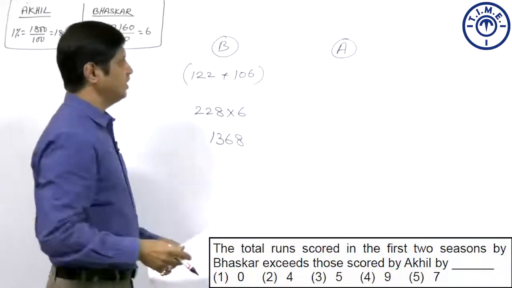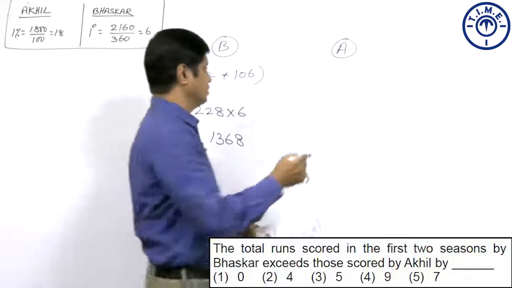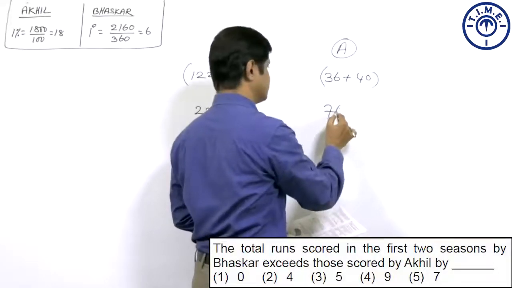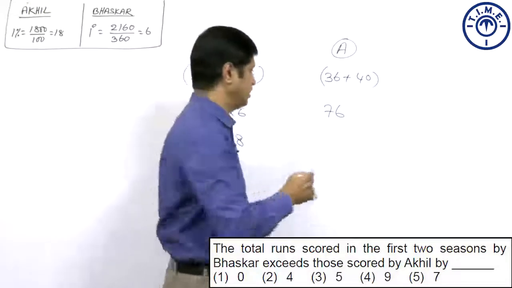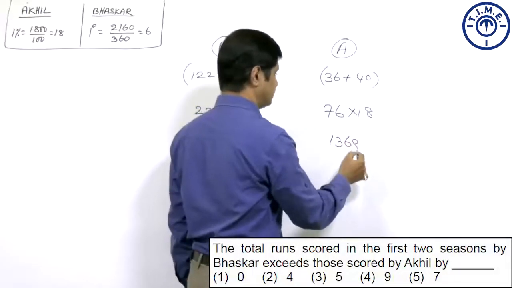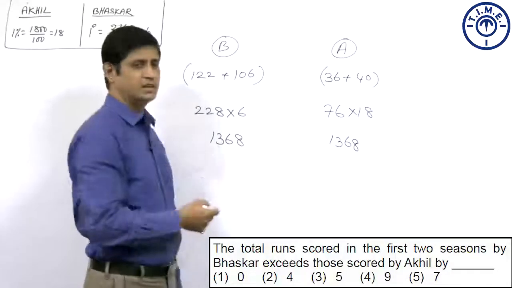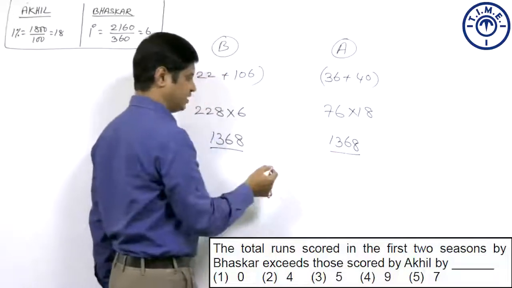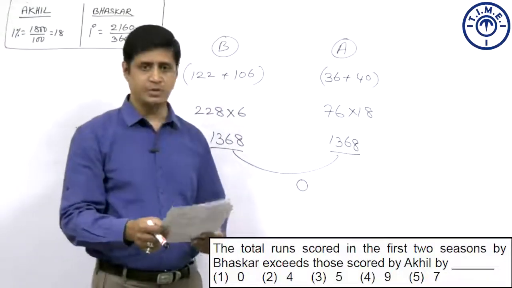1368. Similarly, observe the Akhil value in season 1 and season 2. Season 1 is 36%, season 2 is 40%, and the sum of these two is 76%. What is the 1% of Akhil? 1% is 18, hence multiply by 18. So, what is the product of these two numbers? It is 1368. What to observe here? Bhaskar's value exceeds that of Akhil by how much? Now, these two values are the same. So, what is the difference here? There is no difference, which means 0. What is the right option here? The option number 1.